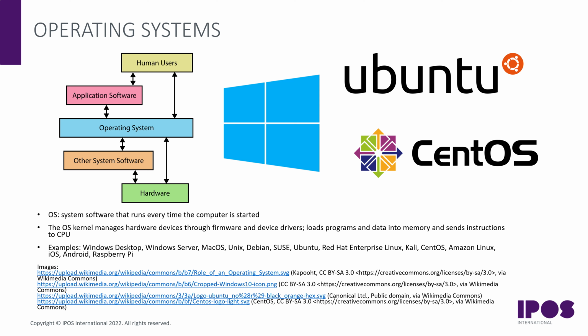And operating systems are a form of system software, and they are very important because on a computer system, they manage the use of hardware and devices, and they're also responsible for managing the execution of programs by the CPU and for allocating resources.